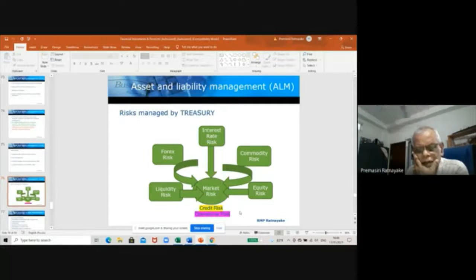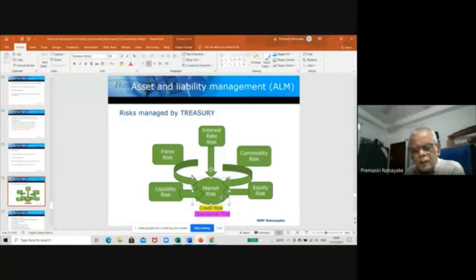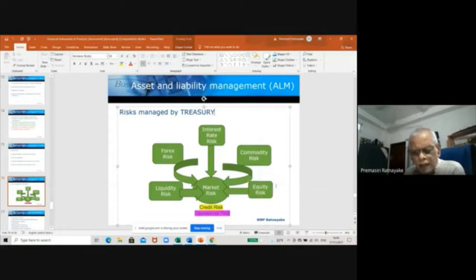A drawing which depicts the risks managed by Treasury. Basically, market risk is at the center. And liquidity risk, then foreign exchange risk, interest rate risk, commodity risk, and equity risk all have an element of market risk. Then the credit risk and operation risk sit just beneath all these risks.